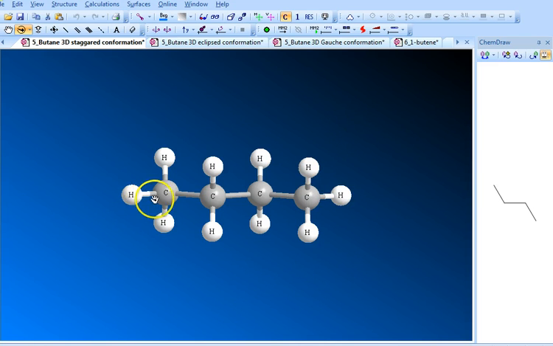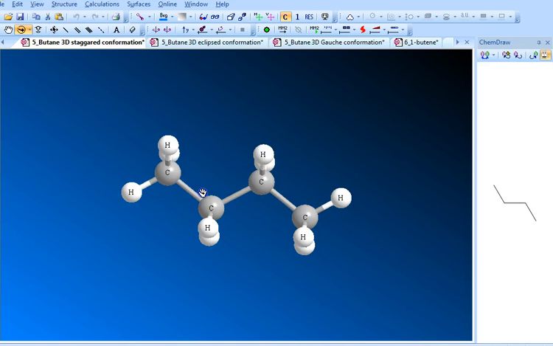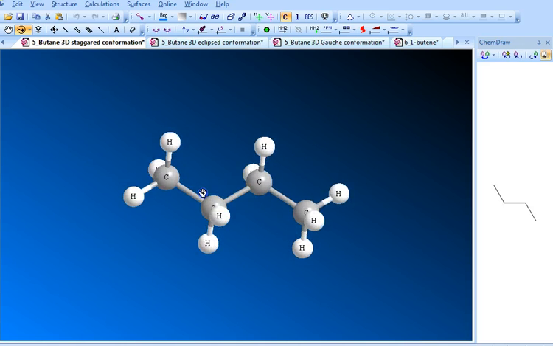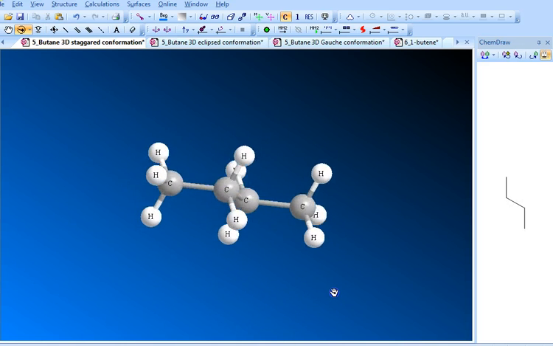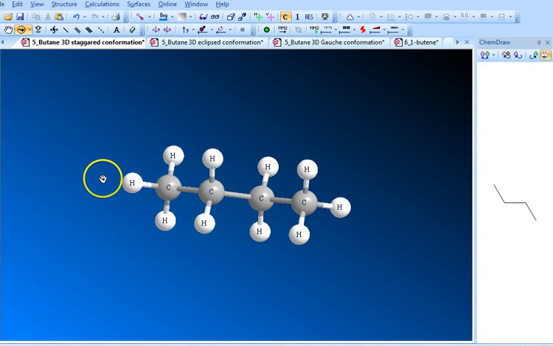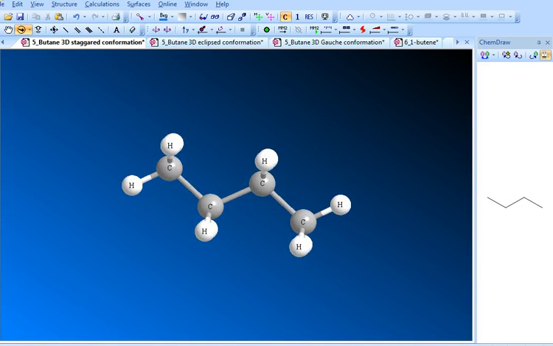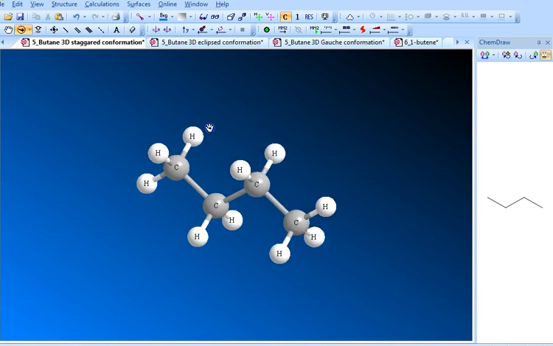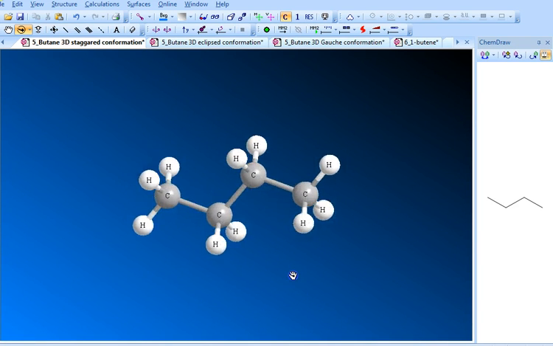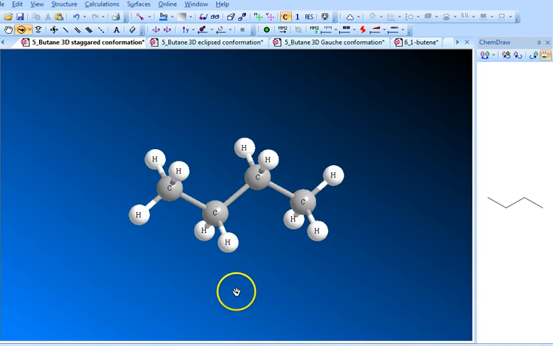Alright, so this is a butane molecule, CH3, CH2, CH2, CH3. Now what we'll do is take the molecule, and this is usually what you see again in the books. It's not linear, it's zigzag, again because of the required bond angle for carbon. Now what we'll do is rotate it.